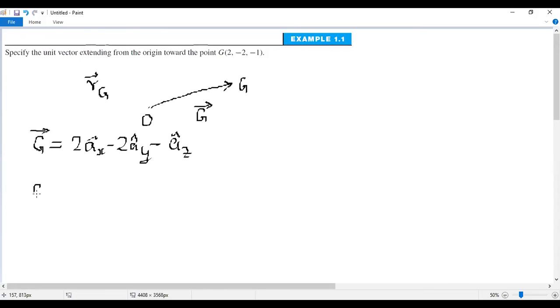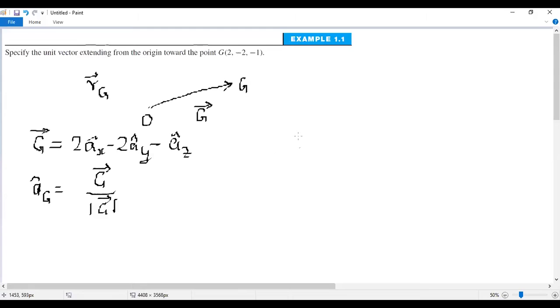So the unit vector is given as a cap, with subscript g. So ag cap is equal to the vector divided by its magnitude, right? The vector divided by its magnitude. So now here it is G divided by magnitude of G. If you divide the vector by its magnitude, then the magnitude of the unit vector will be 1. So the ax, ay and az components, whatever you get, they only indicate the direction. The magnitude of any unit vector is 1, but the x, y and z components indicate the direction.